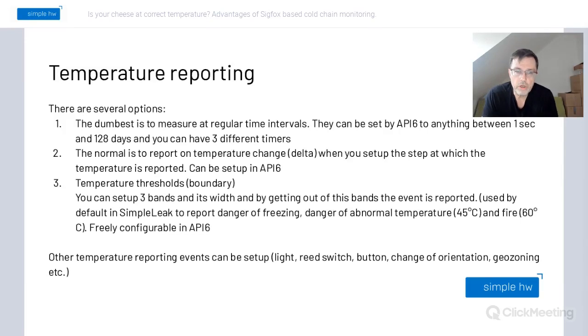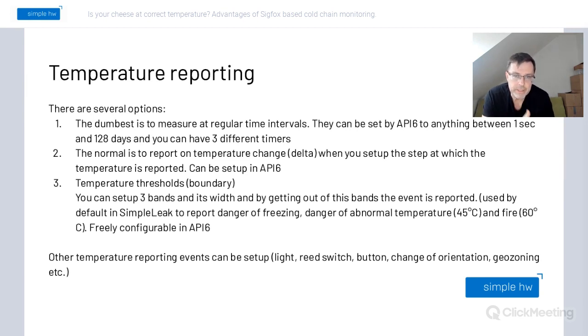But we have two other modes. One is the temperature change mode. It makes sense to report temperature only when there's a change, a delta in temperature, a step. You can measure the temperature each minute, and if the temperature is the same or within a bandwidth that you set up, you don't report anything. For instance, if the temperature is within plus or minus 1 degree, you don't report. If the temperature changes by more than 1 degree, you'll get a message with the real temperature and the change. In this way, you can save a lot of battery life and a lot of messages, because most of the time you are more interested in the changes of the temperature than in it being stable.